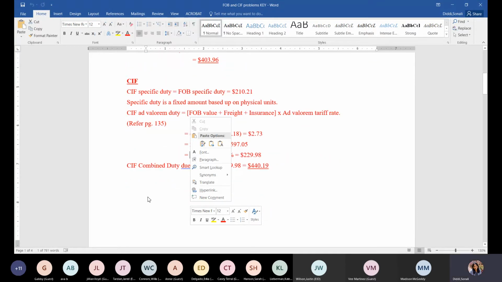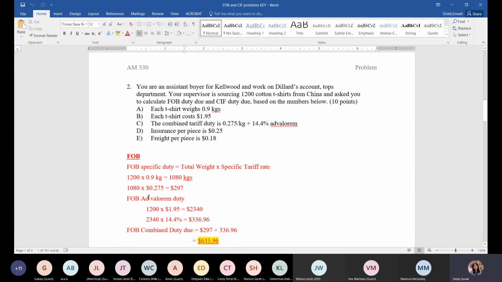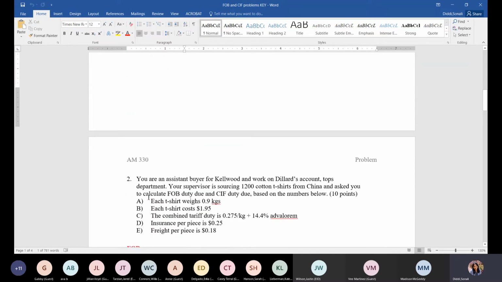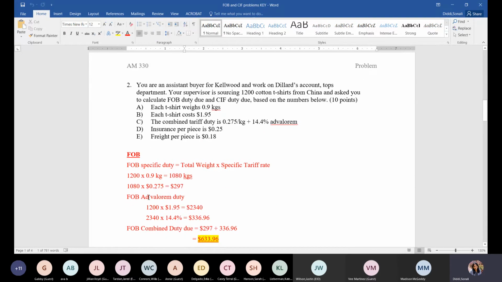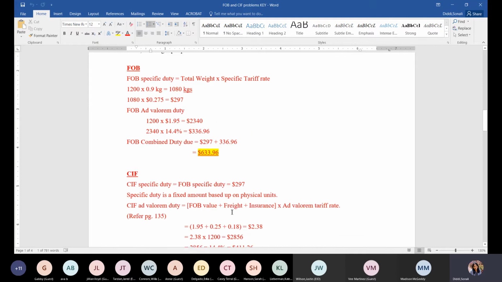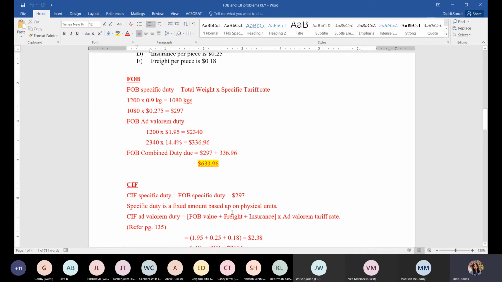Okay. So I guess for the next question, was it very similar to the first? I would say yes. So we had cotton t-shirts. Each t-shirt weighed about 0.9 kgs. So that would give you a hint that that is your specific duty. The cost of the t-shirt was $1.95. Combined duty was so and so. So again, very similar steps as to the first question.